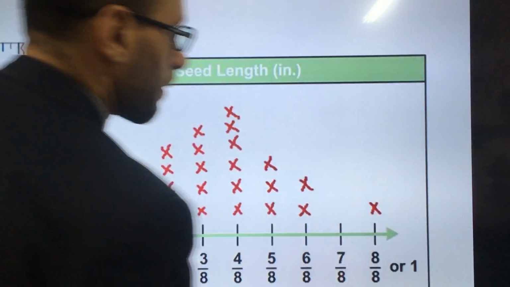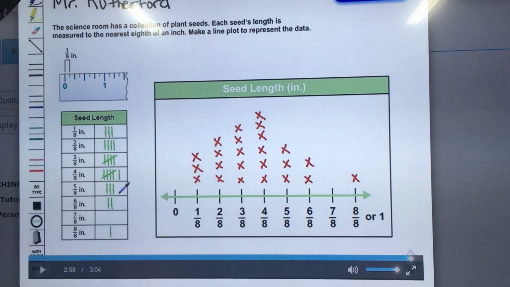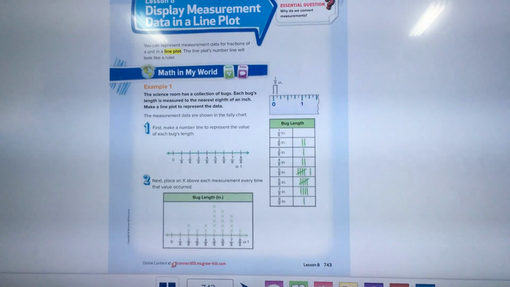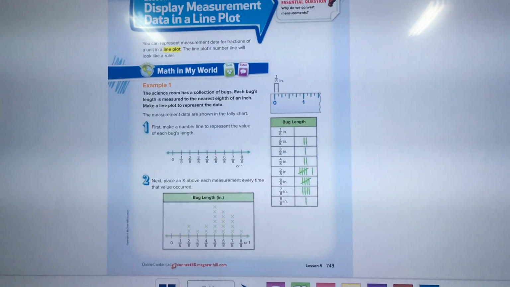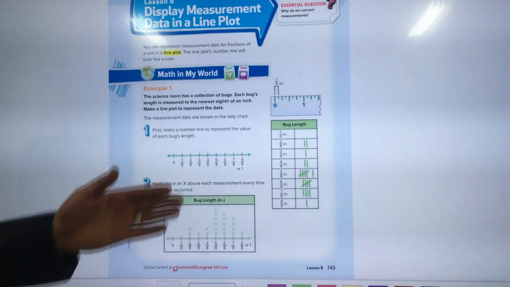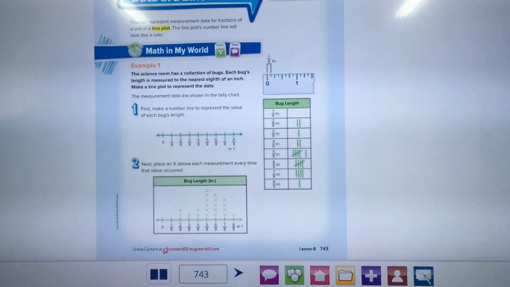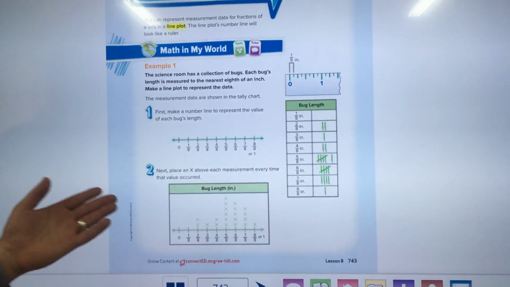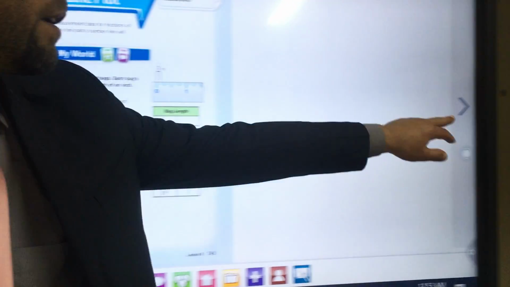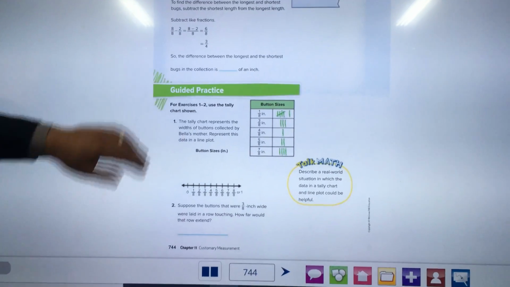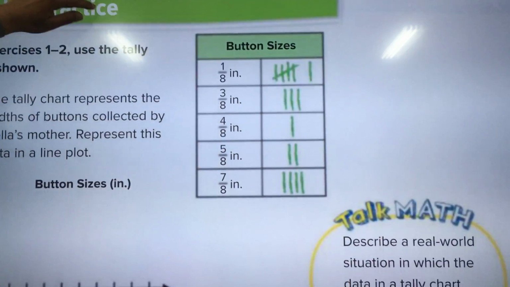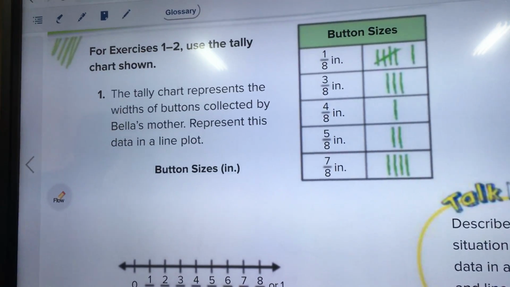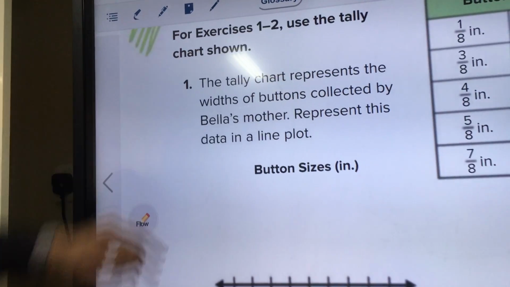Okay, now let's go for another example here. As we see here, example number 1 is the same one that we watched in the video. Okay, here I have data, and where is the line plot? It's clear here. Okay, now for the next page, guided practice number 1. I want one student who can answer this.